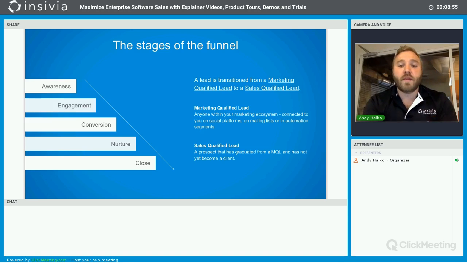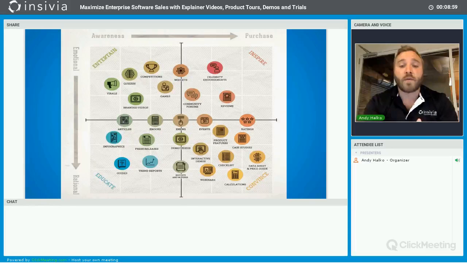Now, diving into the meat of what we're talking about today with some of the tools that you can use with software, one of the first places to start is what I call the content map. And I think this is a great tool to visualize and understand. On the top, we've got a bar that shows from awareness to purchase, and on the side, we have emotional to rational. And really, this is different people at different stages of the buying cycle and different mindsets, and you use different content at those different times.